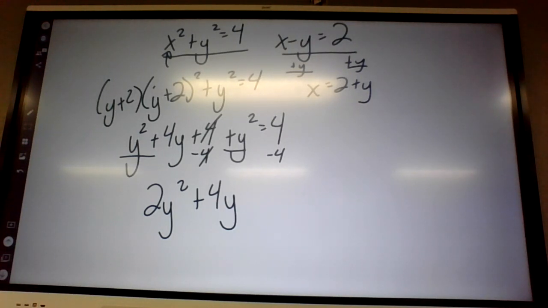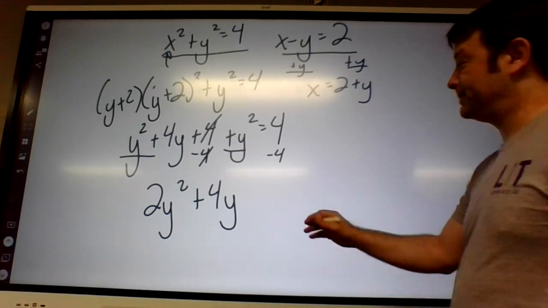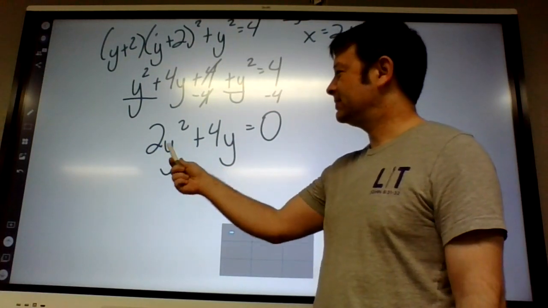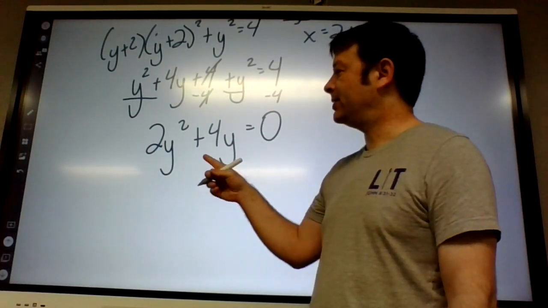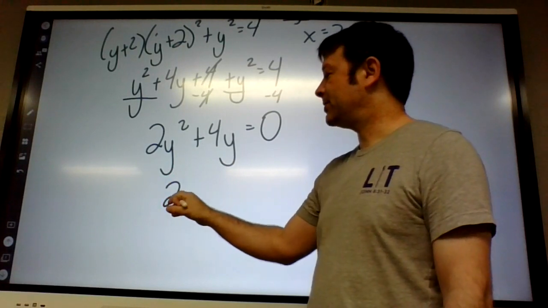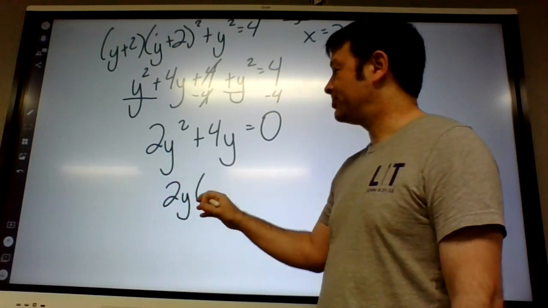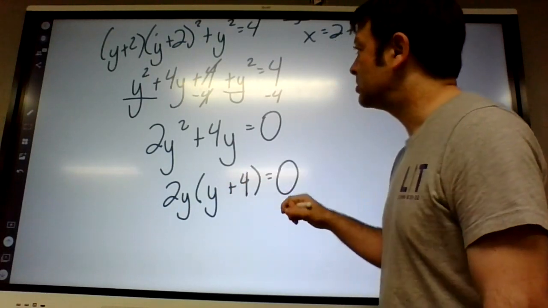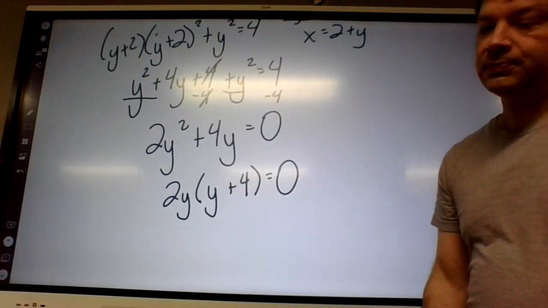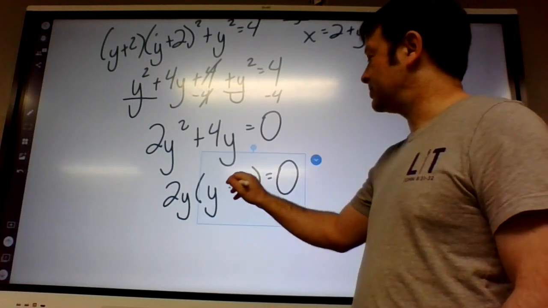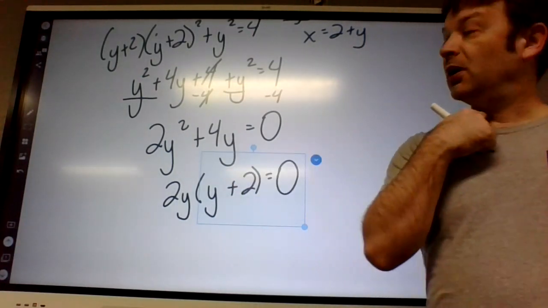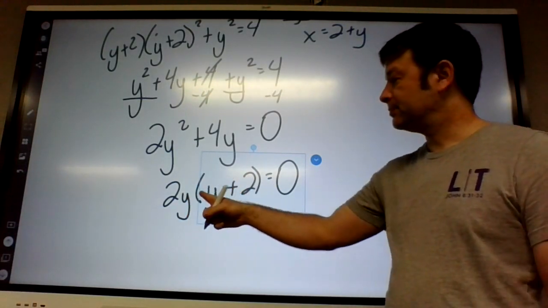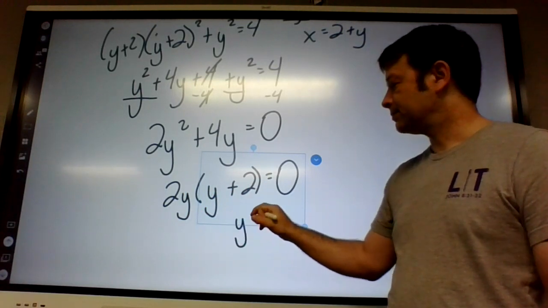Yeah. Oh yeah, so 0. How can we solve this? You can take 2 out. Take a 2 out and a y. If we divide those by 2y, we get y plus 2. Or sorry, I forgot what it was divided by. And what answers would work here? 0 and -2. 0 and -2.